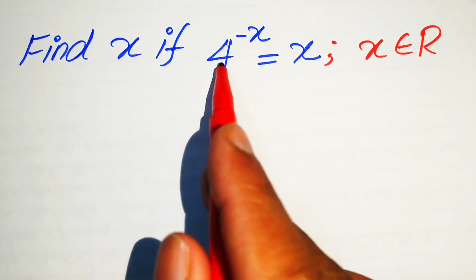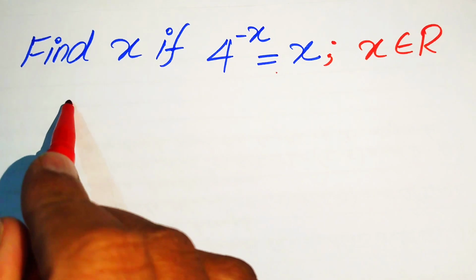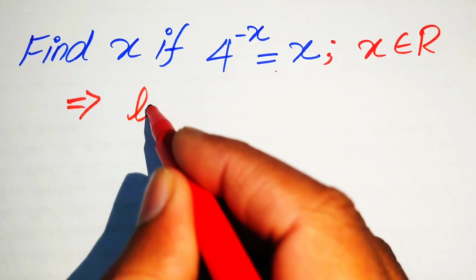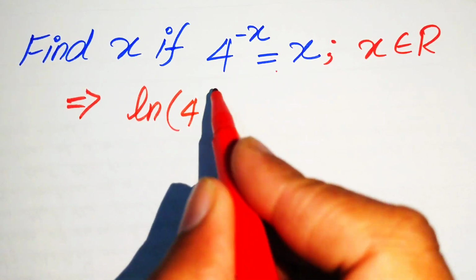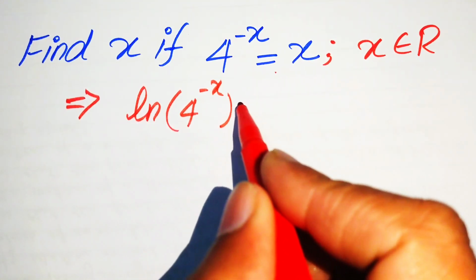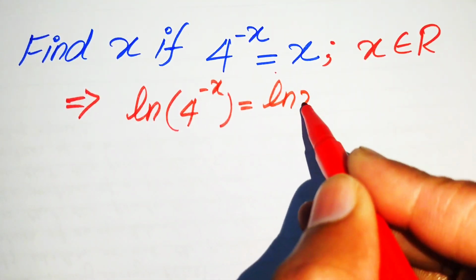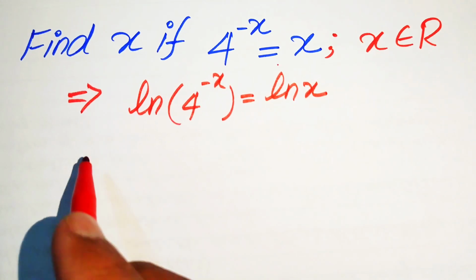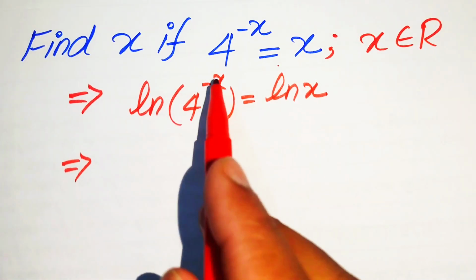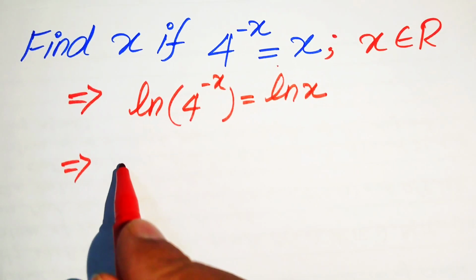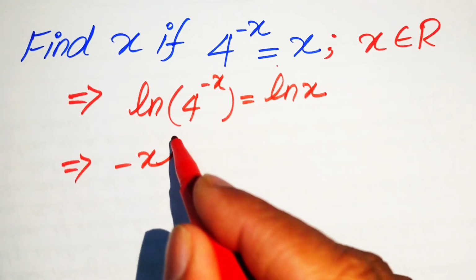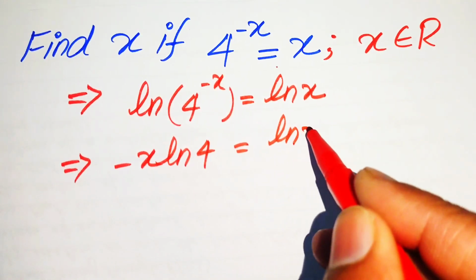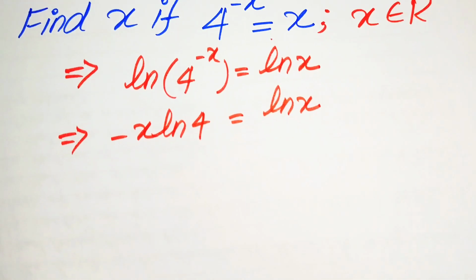and we apply the natural log on both of the sides of this term. So when we apply natural log on this term, it will be written as log of 4 to the power of minus x equals log of x. So here we apply the nice property of log, and this exponent will come in front of the log, and it will be written as minus x into log 4 equals log of x.